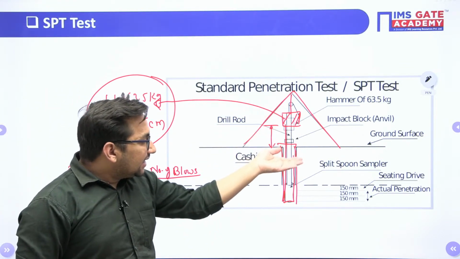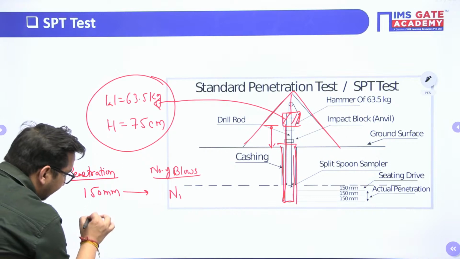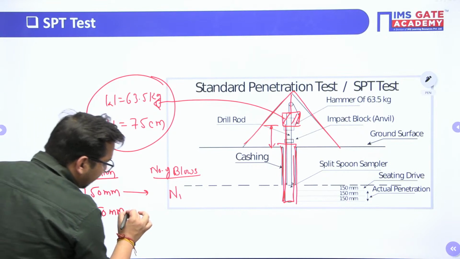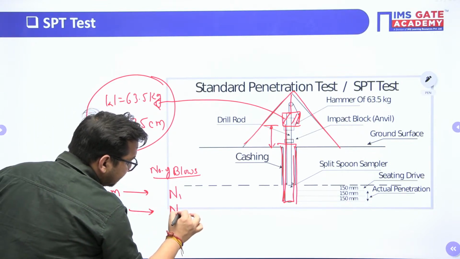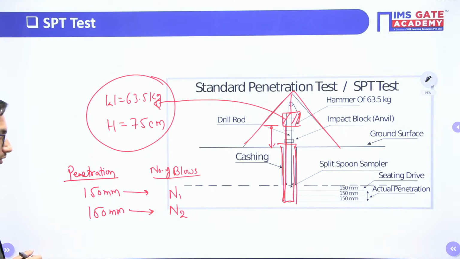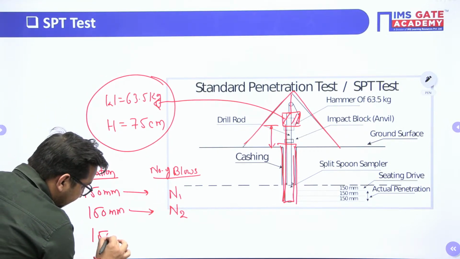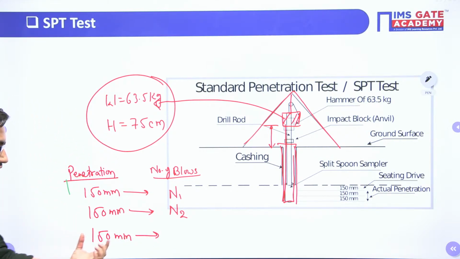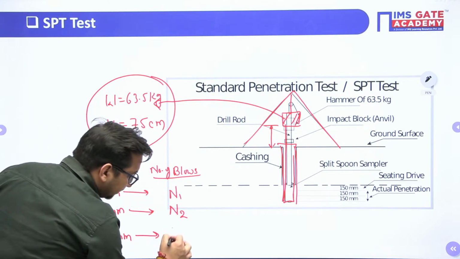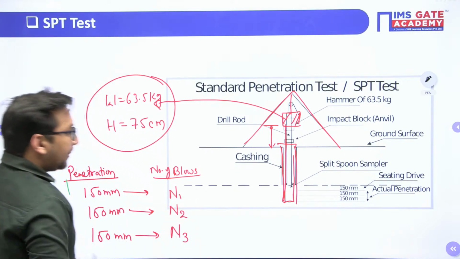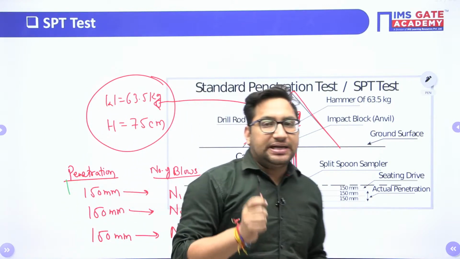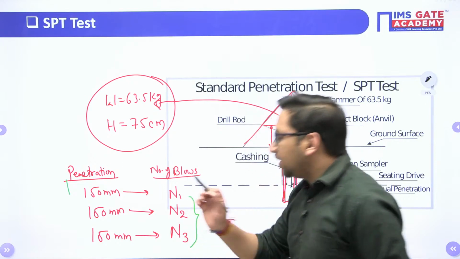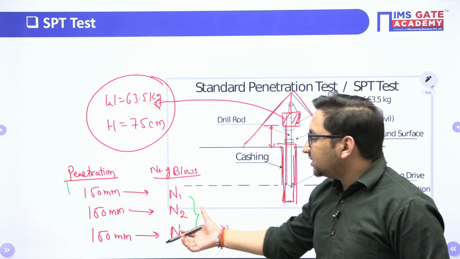This test is continued for the next 150 mm penetration. So we'll keep on applying the blows. Let's suppose for the next 150 mm penetration, the number of blows required is N2, right? Again, this test is conducted up to 450 mm of total penetration. So again there will be one more 150 mm penetration. You will also count the number of blows required for this penetration, right? Now your SPT value is taken as the number of blows required for the last 300 mm penetration.